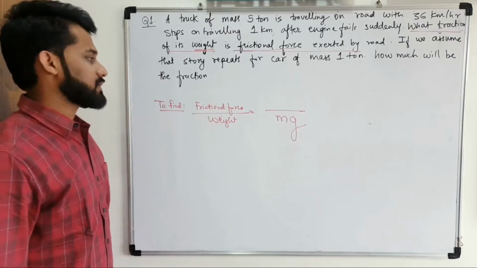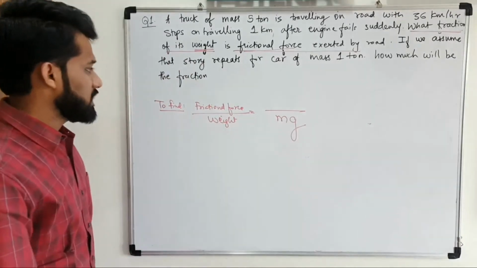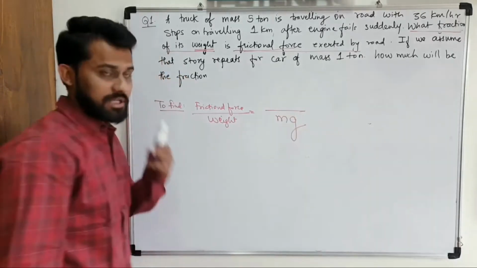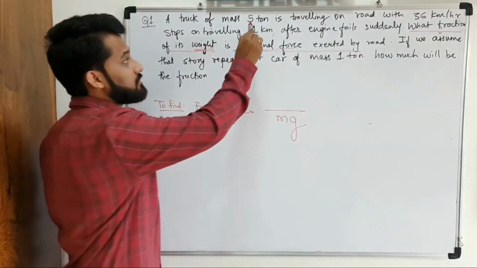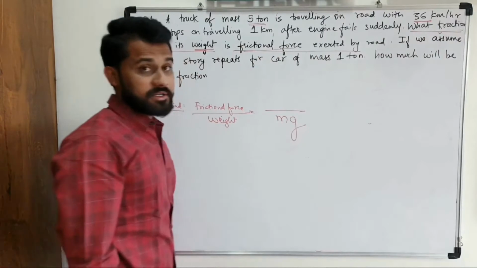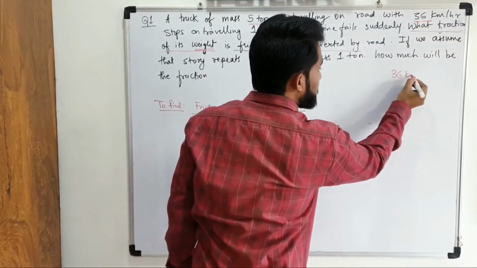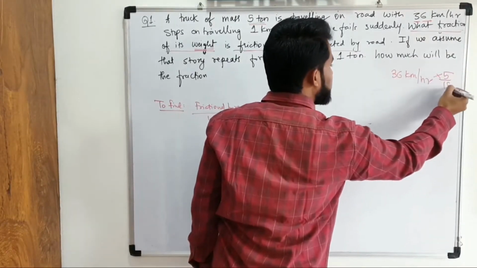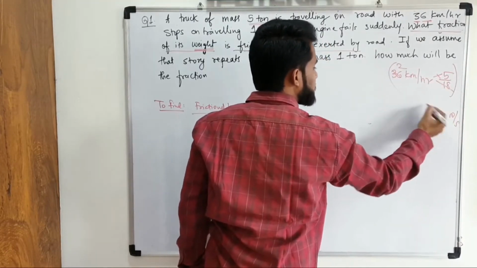And what is the frictional force now? Since we have not started with friction yet, I won't use the formula of frictional force as coefficient of friction times normal reaction. I'll use the data that is given here. The truck of mass 5 ton is traveling at the speed of 36 kilometers per hour. Clearly it is not given in SI units. You know how to convert into meters per second: multiply it by 5 by 18. 18 twos are 36, so it is 10 meters per second.